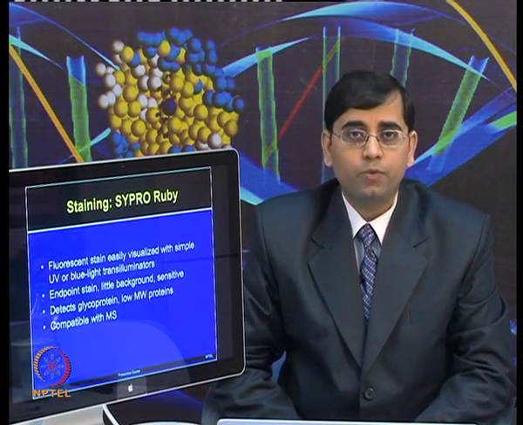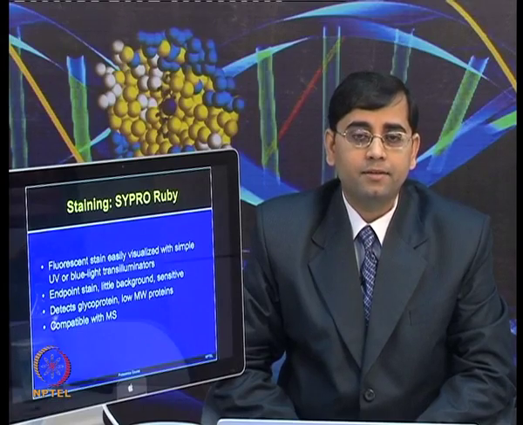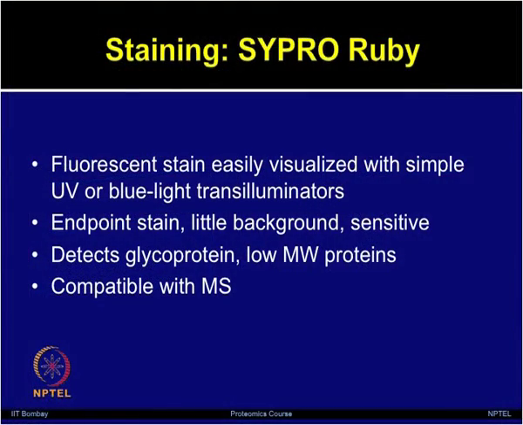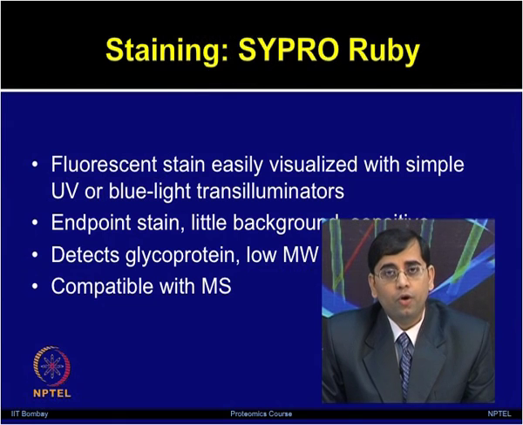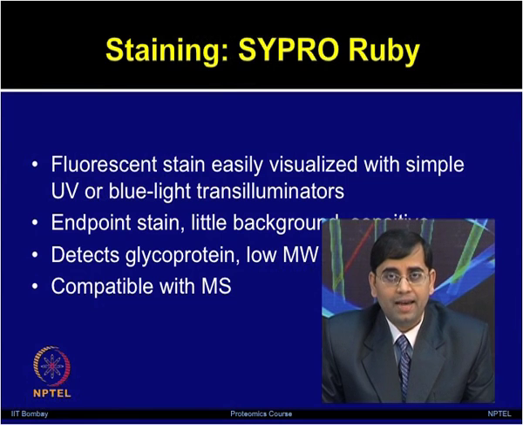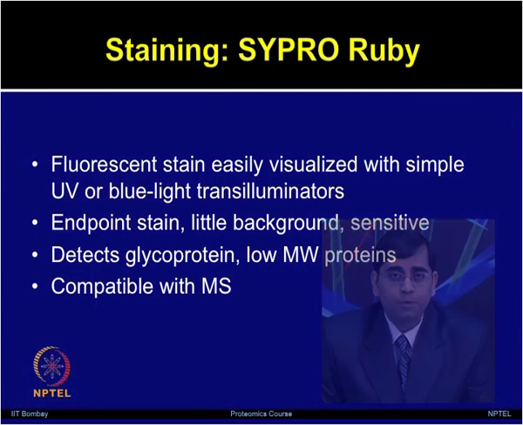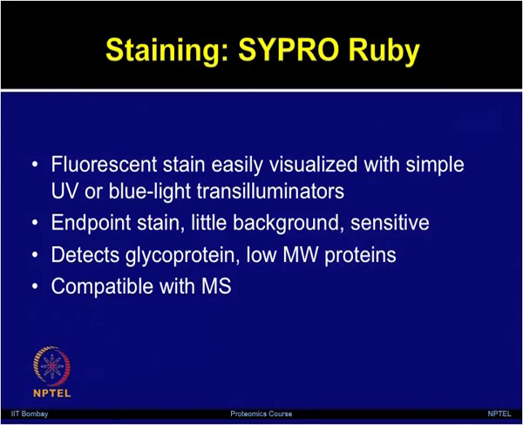Let us first start with SYPRO Ruby staining. This is a fluorescent stain which is usually visualized on the gel in UV or blue light transillumination. This stain is very sensitive and it is an endpoint stain. So, very little background is seen, unlike the silver stain where there are a lot of issues with the very dark background. SYPRO Ruby has overcome those limitations.